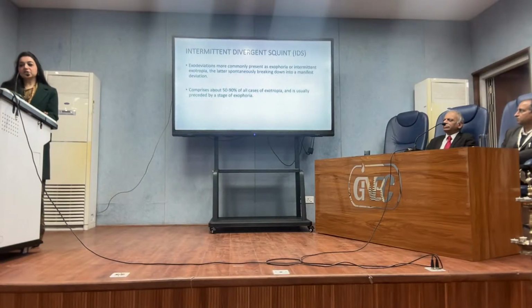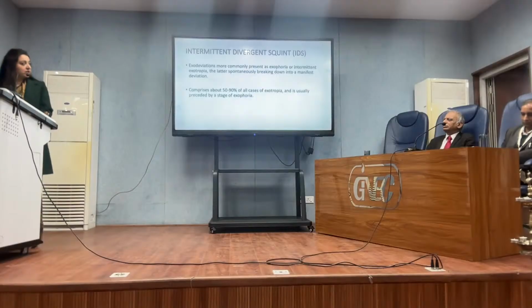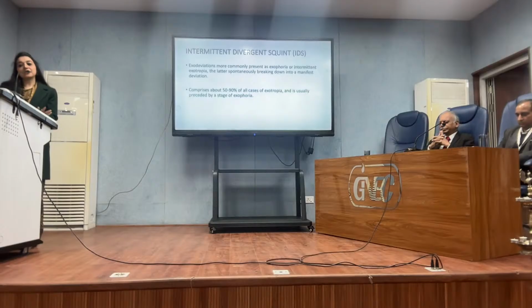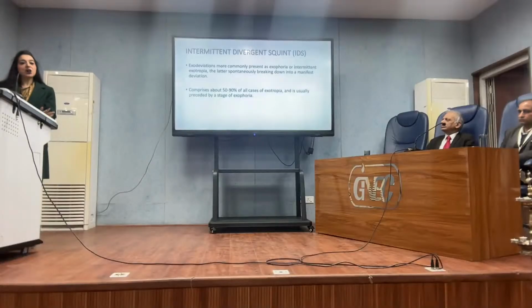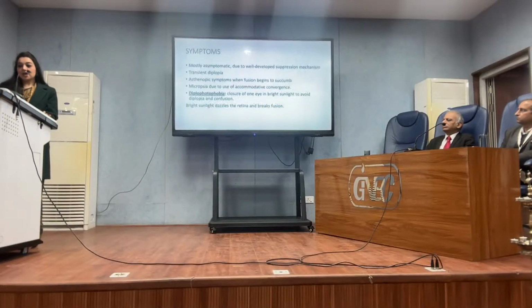So, intermittent divergent squint. Exodeviations most commonly present as phorias or intermittent exodeviations. The latter, intermittent exotropia, spontaneously breaks into manifest deviation. This comprises about 50 to 90% of all cases of exotropias, and it's usually preceded by a stage of exophoria. Mostly the patients are asymptomatic.